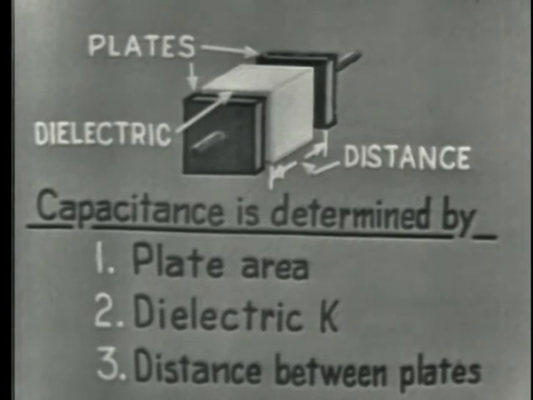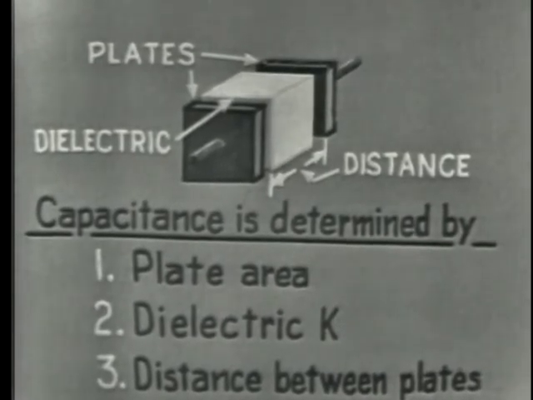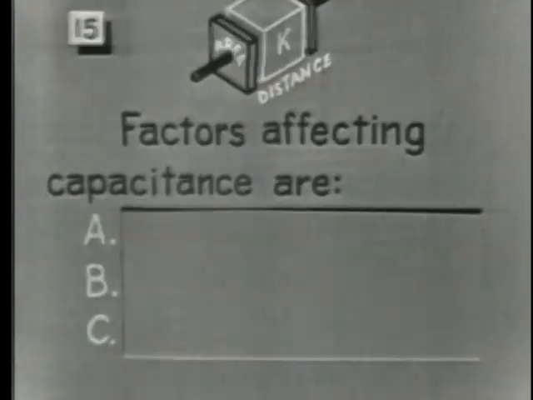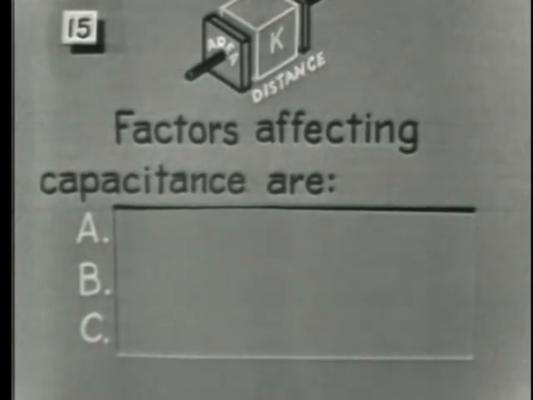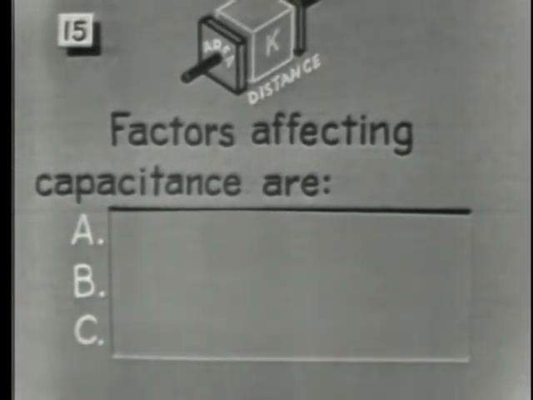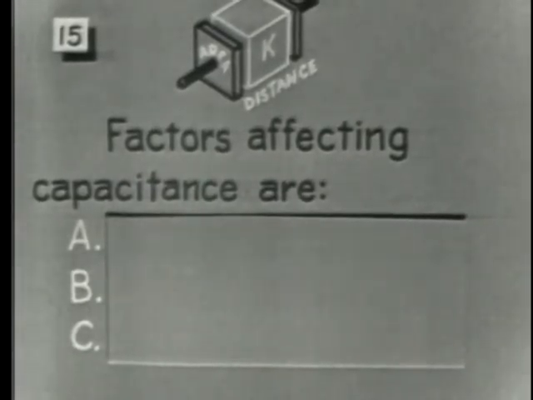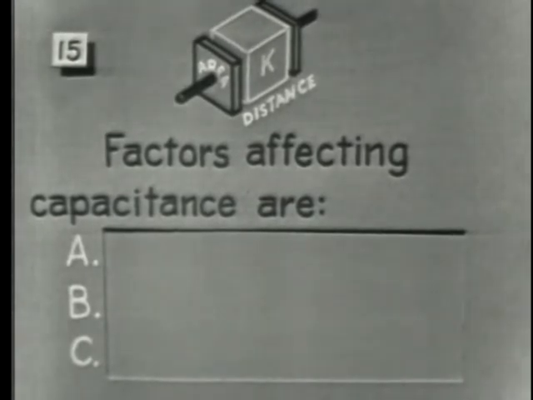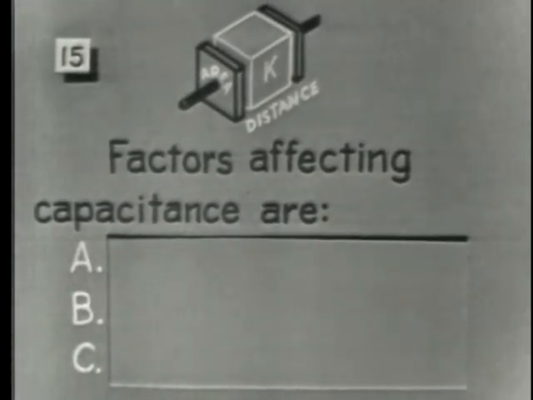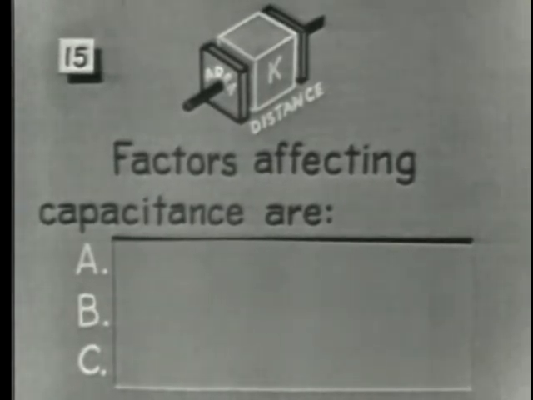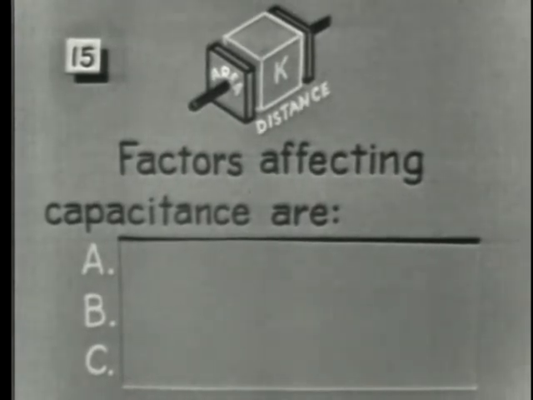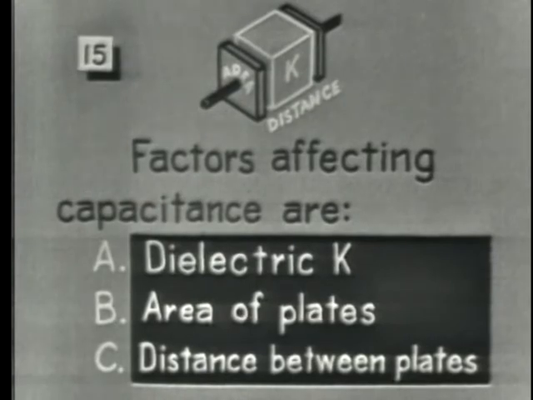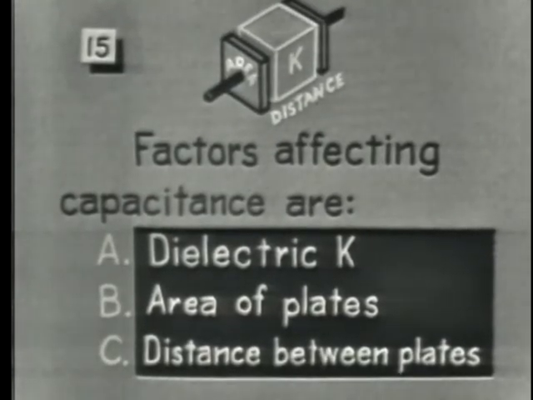Remember the factors which affect capacitance and how they affect it. The factors are dielectric K, plate area, and distance between plates. Complete number 15 on your response sheet. The correct answers are dielectric K, area of the plates, and distance between the plates. Any order on these is correct.